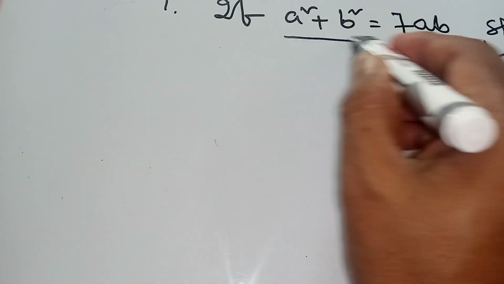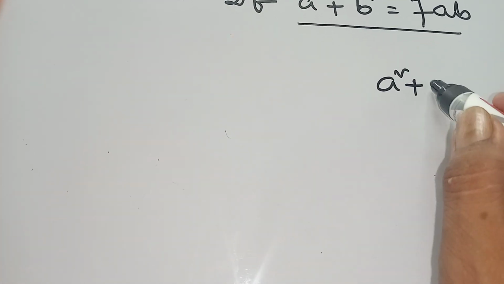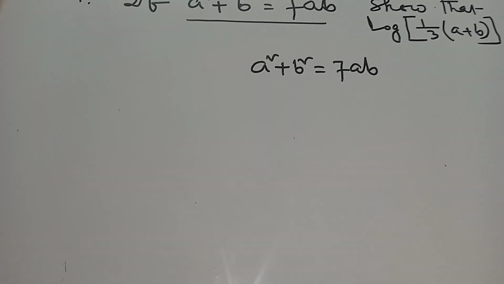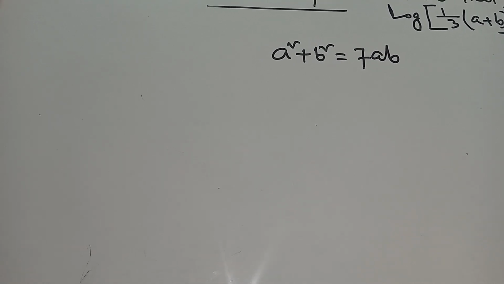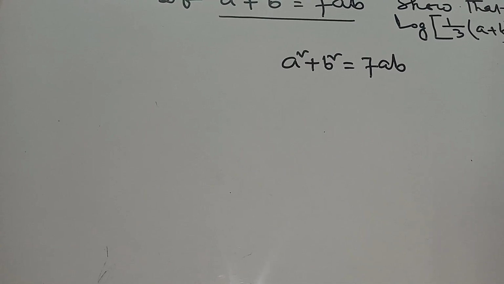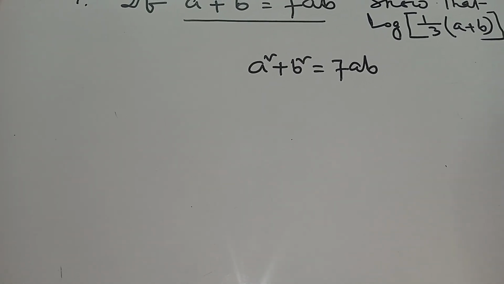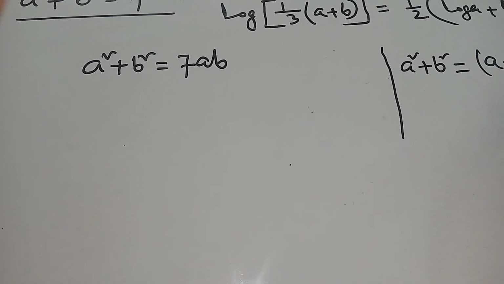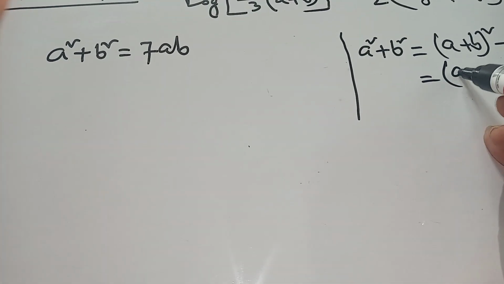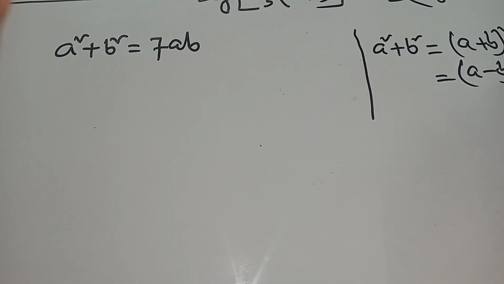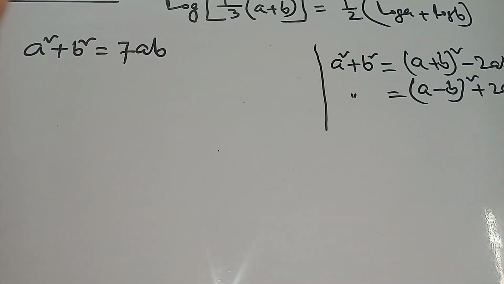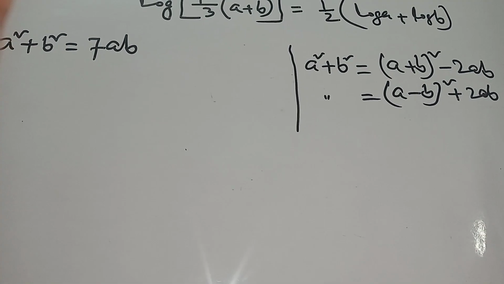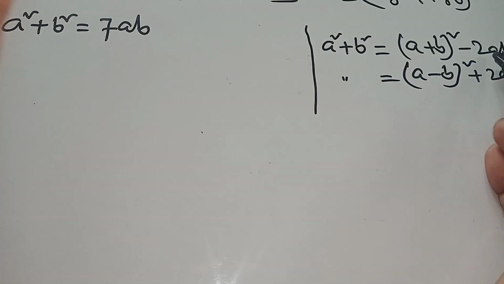At first, you take this one. That means a square plus b square equal to 7ab. Now, you put the formula of a square plus b square. There are two formulas of a square plus b square: a square plus b square equal to (a plus b) whole square minus 2ab, and another formula, (a minus b) whole square plus 2ab. When here is plus, then it will be minus. When minus, then plus.